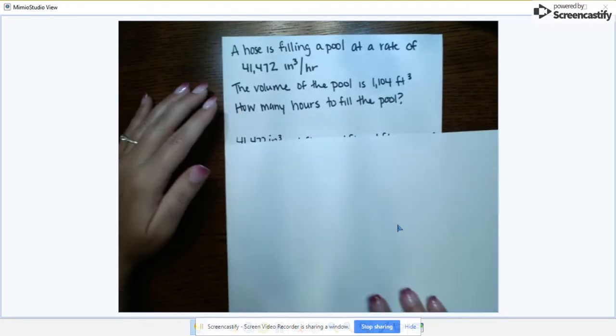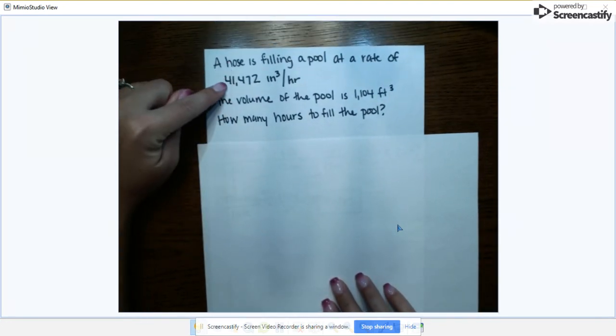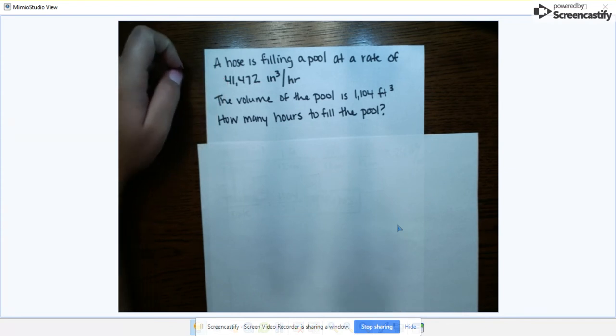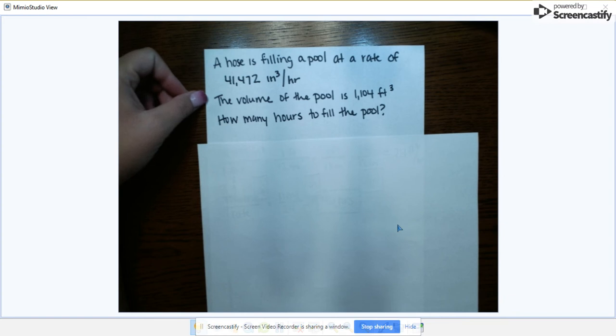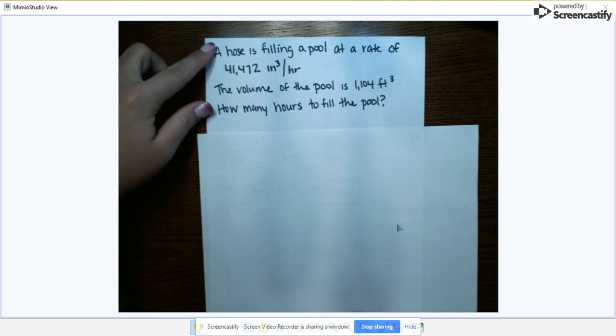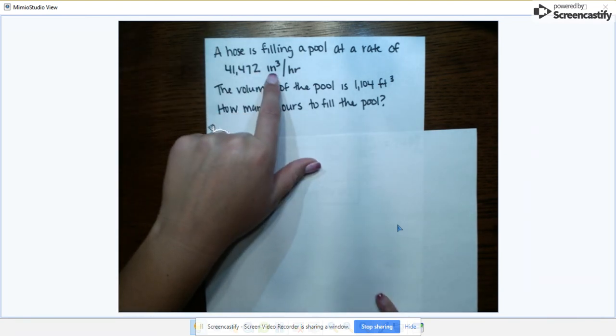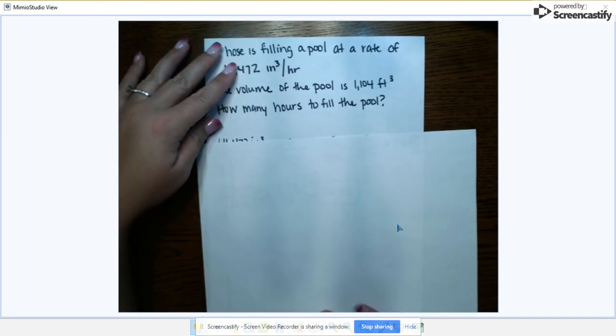All right. Lastly, we have a swimming pool that is being filled. The hose that's filling it fills at a rate of 41,472 cubic inches every hour. We know the volume of our pool is 1,104 cubic feet. And we want to know how long is it going to take us to fill this pool. So we're going to start by converting this cubic inches into cubic feet.